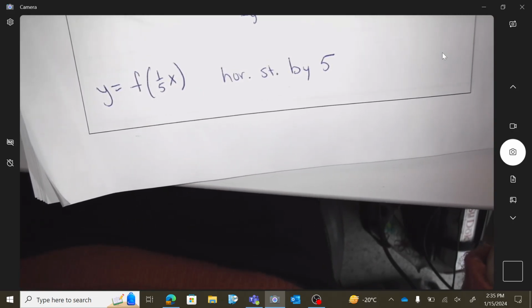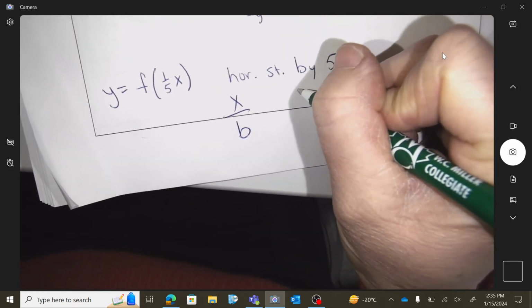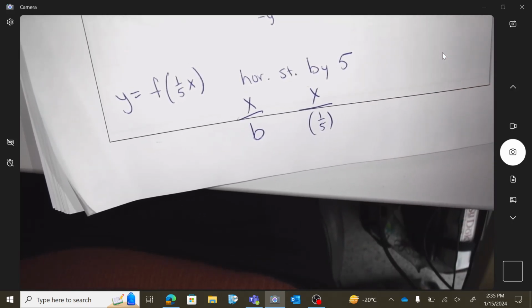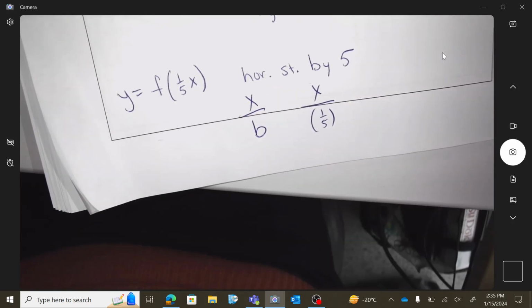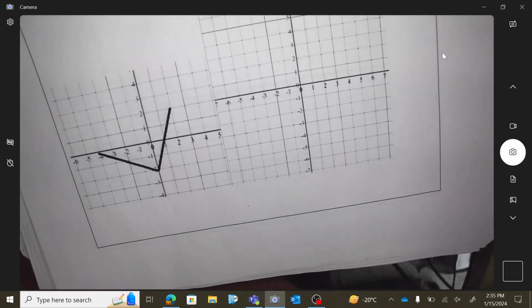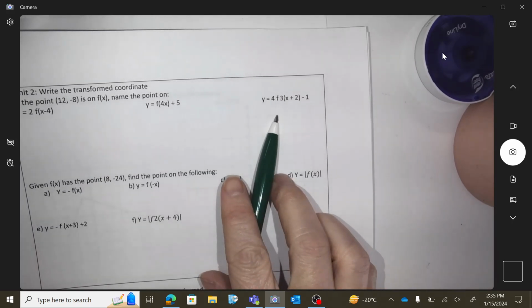Okay? Do you remember what is going on? You're doing x divided by b. So in math, if you divide by 1/5, you're timesing by 5, right? So that's why it's a stretch by 5. Okay, I don't know, let's just pick a few here. I don't know why I put so many on. Let's do this one.